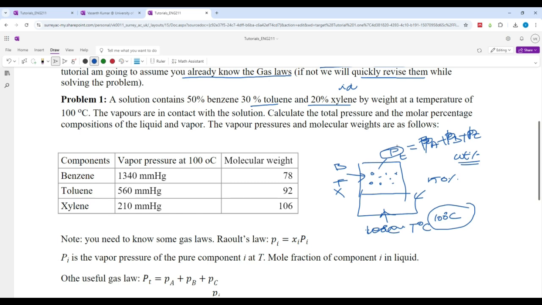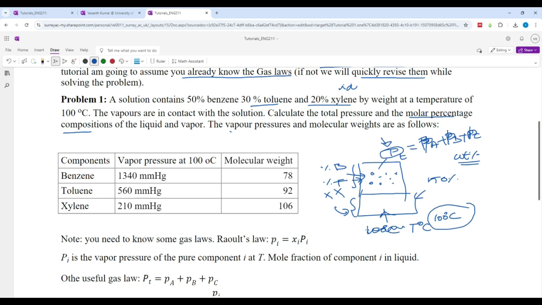The question says we need to calculate the total pressure, and another thing we have to calculate is the molar percentage composition. What's the molar percentage of benzene, toluene, and xylene in the vapor, and also what's the percentage composition of benzene, toluene, and xylene in the liquid phase.